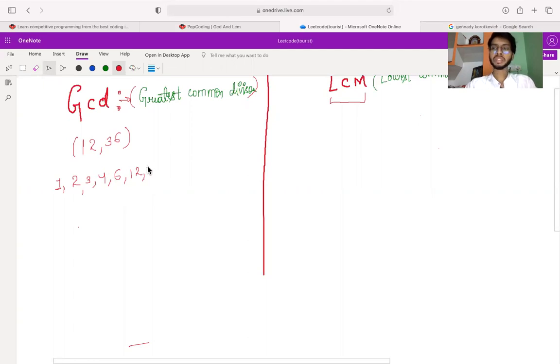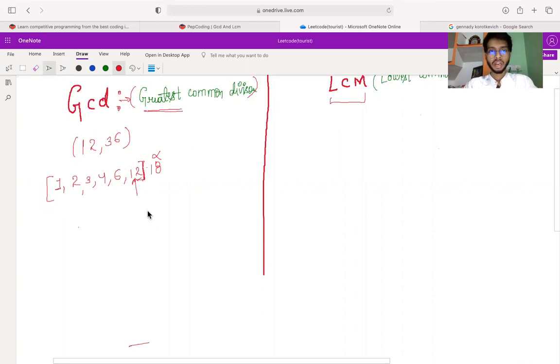Actually, I'm considering only the numbers which are going to divide both these numbers. For example, 18 is going to divide 36 but not 12. So my range will shrink up to this section, because the greatest common divisor means a number which can divide both these numbers. 18 can't divide both, so my search space will be up to this, and in between these numbers I need to find the greatest number. That is 12. So this is going to be my GCD.